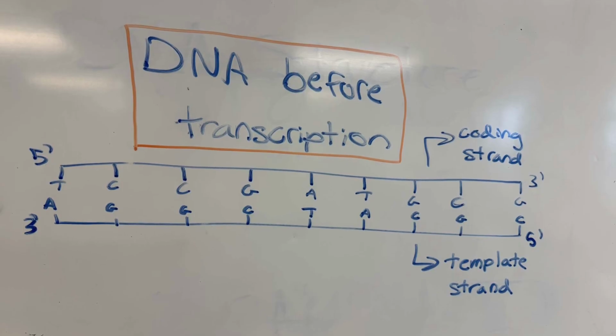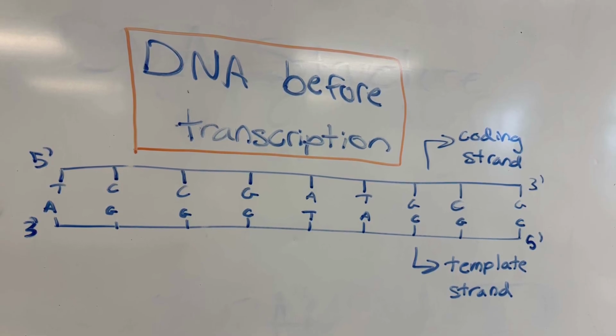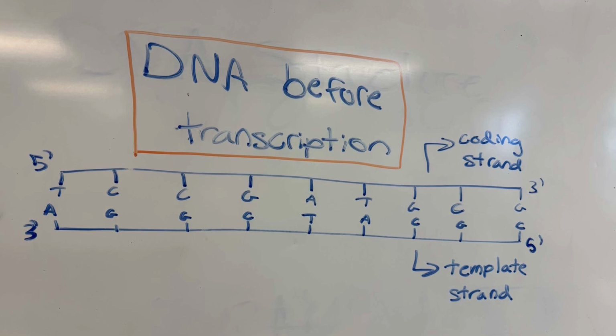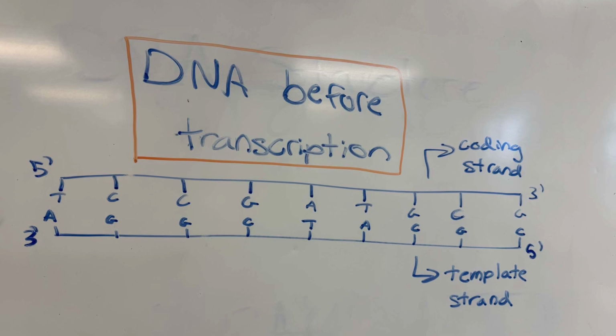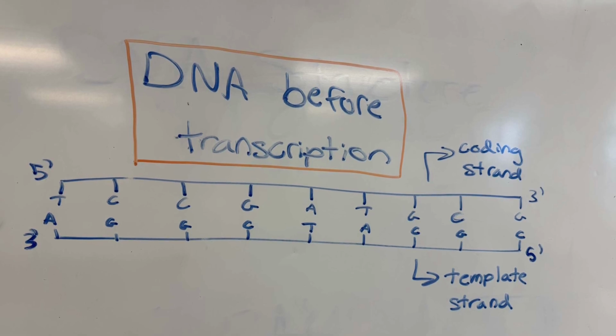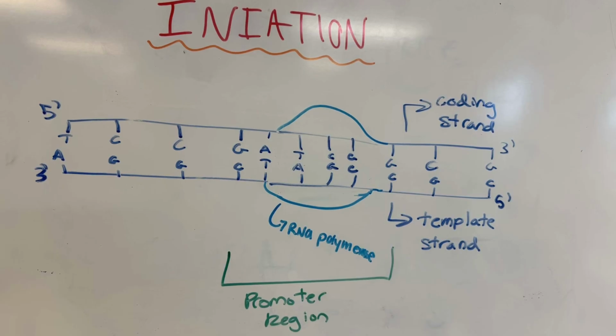First, let's look at the DNA that will be transcribed. It is double-stranded and anti-parallel, so the strands go opposite directions. In transcription, DNA is read 3' to 5', so we'll be transcribing the template strand. We begin transcription with initiation.